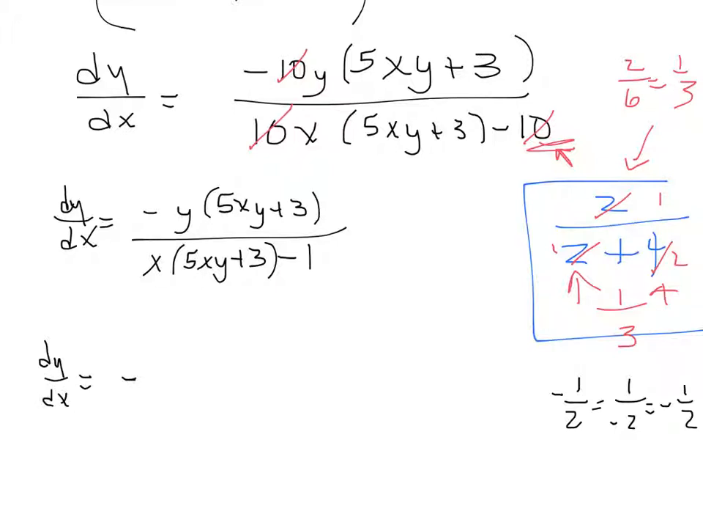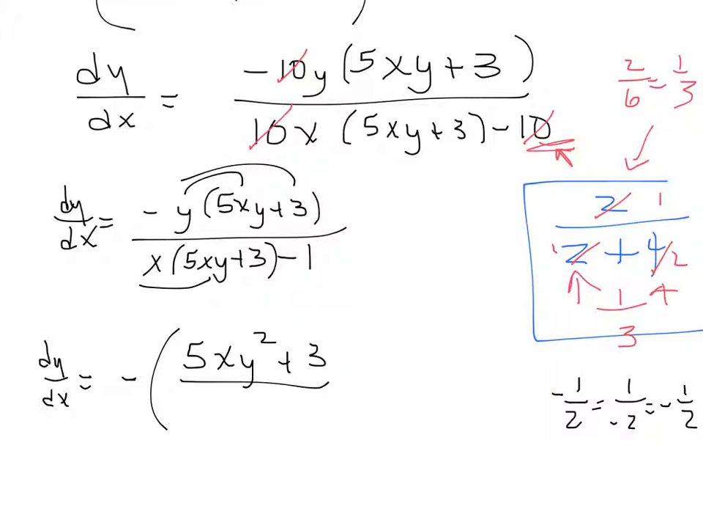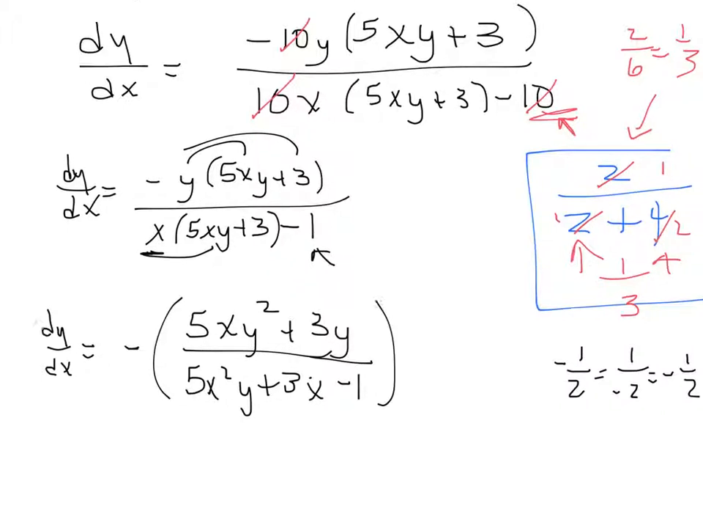And then what I'm going to do is multiply, distribute the x, the y on the top, and then the x on the bottom. So I'm going to end up with 5xy squared plus 3 all over 5x squared y plus 3. That's there. 3x minus 1. I'm not distributing that x because that doesn't belong there. Okay? And once again, in a perfect world, you're done.